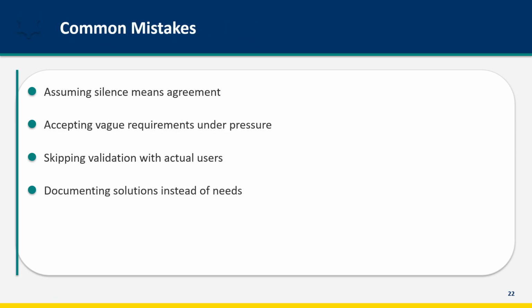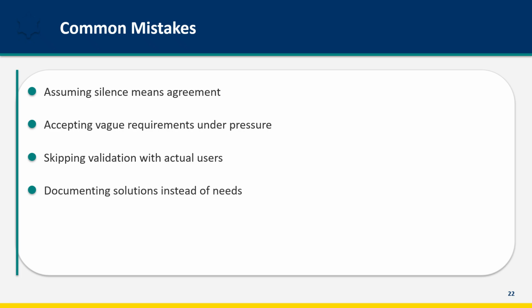Let me warn you about common mistakes. Assuming silence means agreement is dangerous. Stakeholders who don't respond to requirement documents may not have read them. Confirm understanding explicitly. Accepting vague requirements under time pressure creates problems later. The system should be user-friendly is not a requirement.